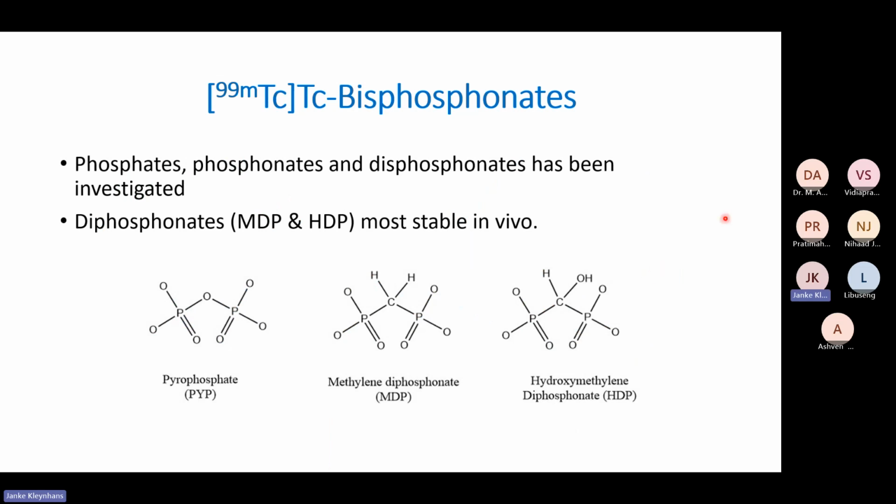So let's talk about diagnostic bisphosphonates. They must be stable in vivo, and therefore we use MDP and HDP currently. It's more stable than the original one that was pyrophosphate.